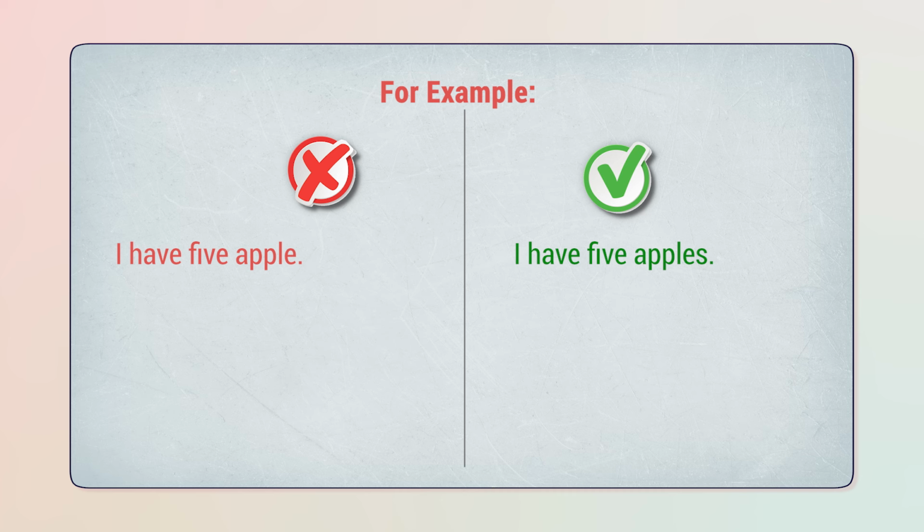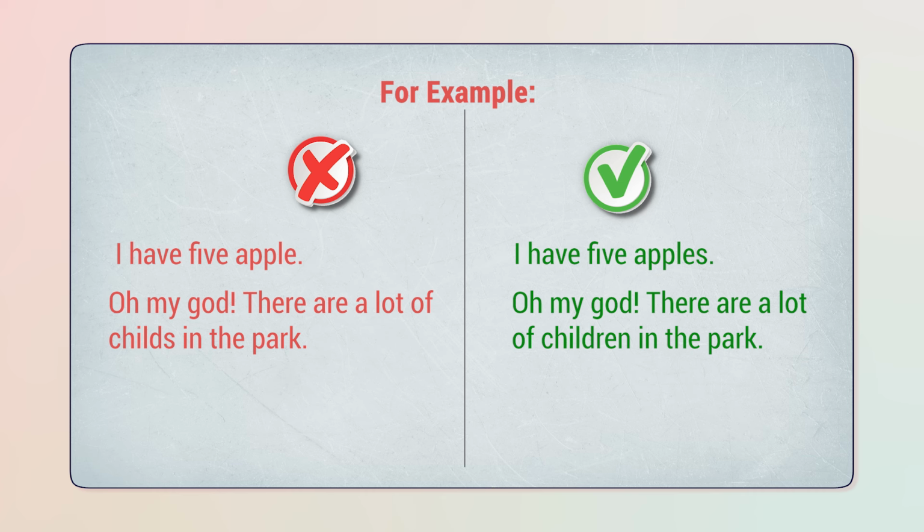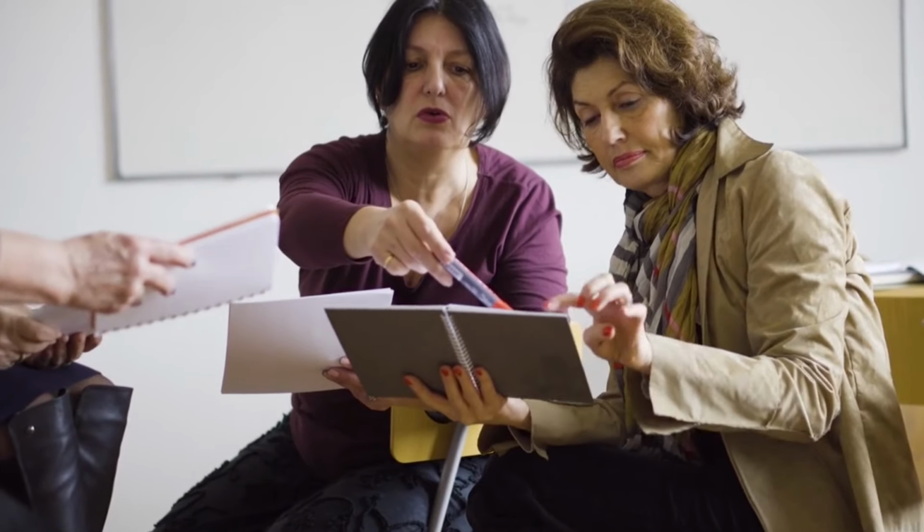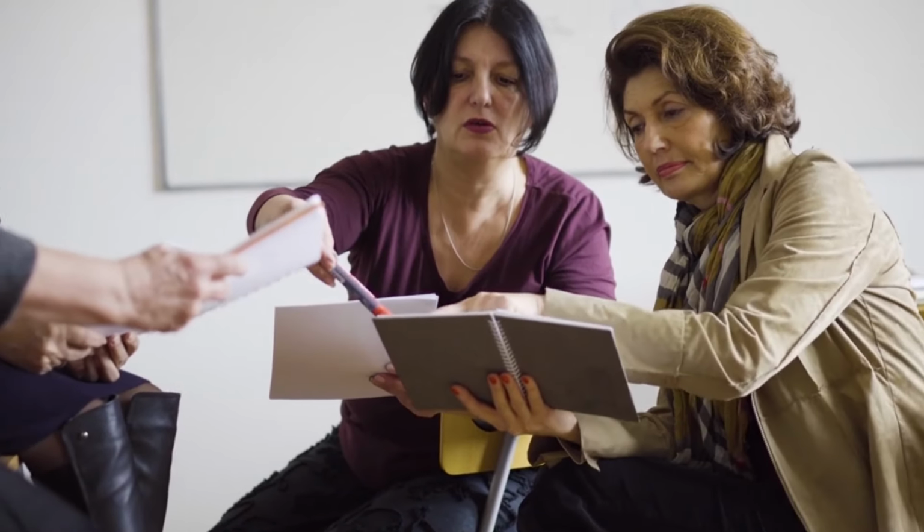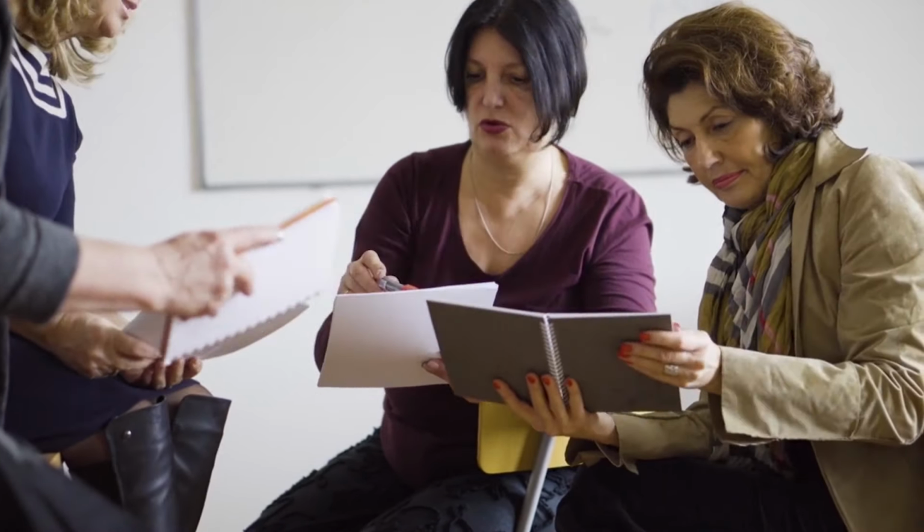Let's move on to another example. Avoid saying, oh my God, there are a lot of childs in the park. Instead, say, oh my God, there are a lot of children in the park. These examples show how understanding the correct plural forms of nouns is crucial for accurate English communication, as many nouns have irregular plural forms.